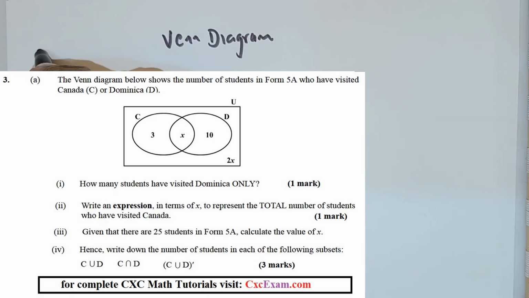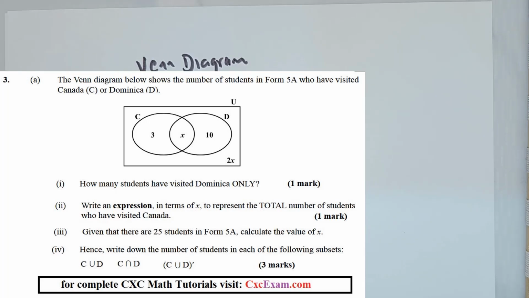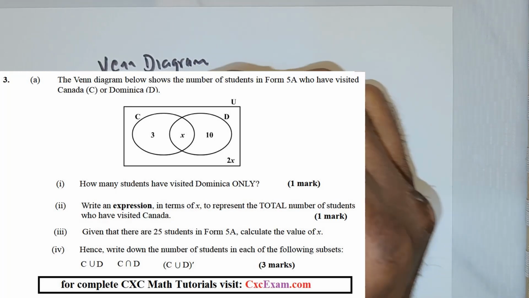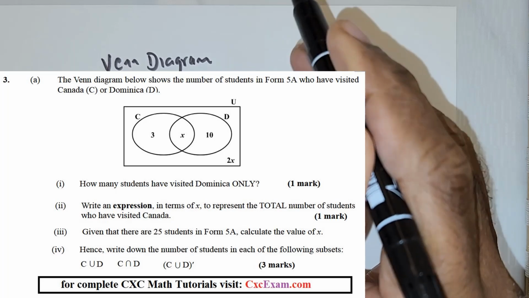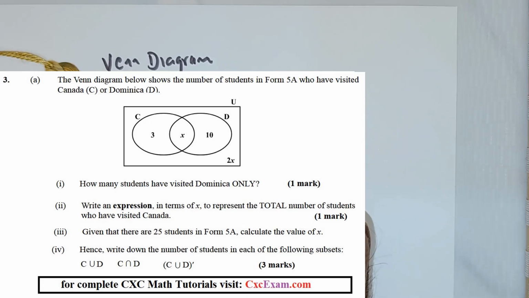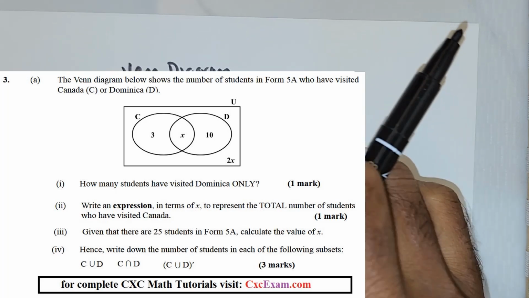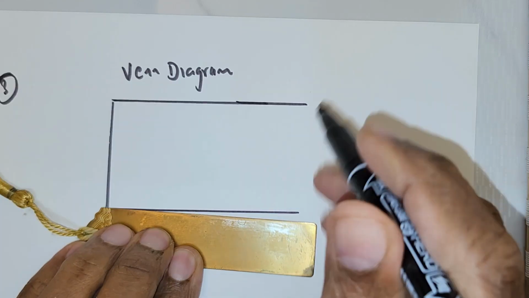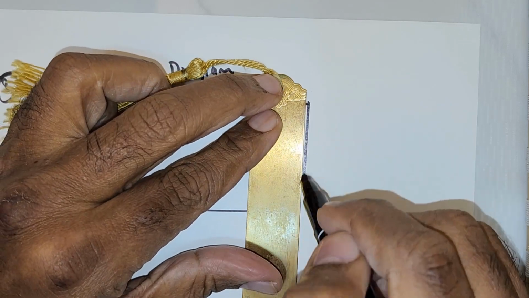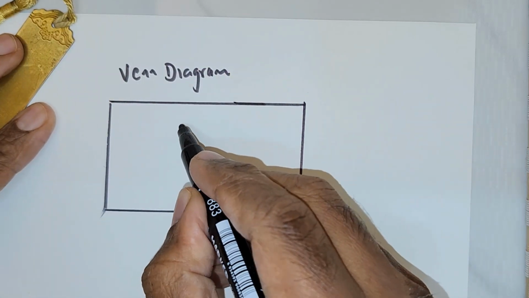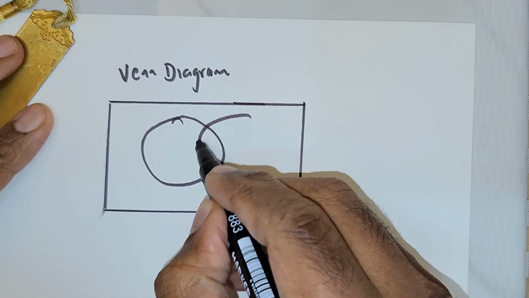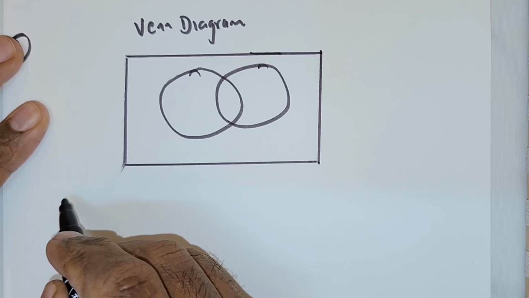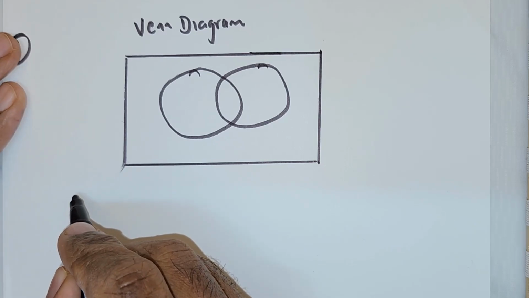So this is question number 3 and we've been given a Venn diagram. So let me draw the diagram. Okay, alright. So we got two sets. And the problem is described as follows.